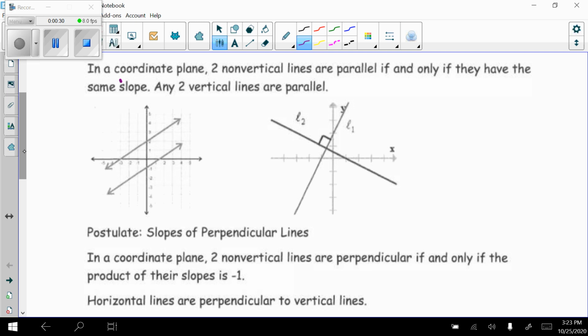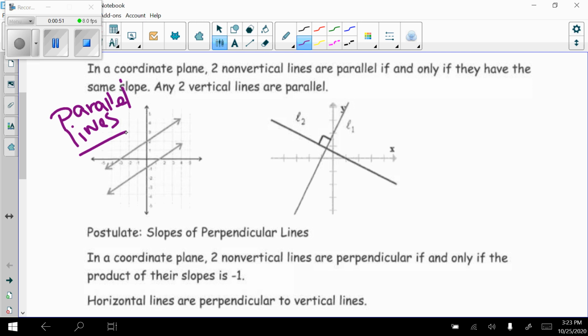So then we have this picture. We see this is a picture of parallel lines right here. Remember our definition of parallel lines. They are two lines that are coplanar, in the same plane, that never intersect. Then our postulate, slopes of perpendicular lines.